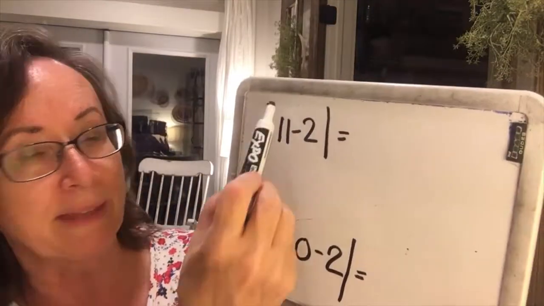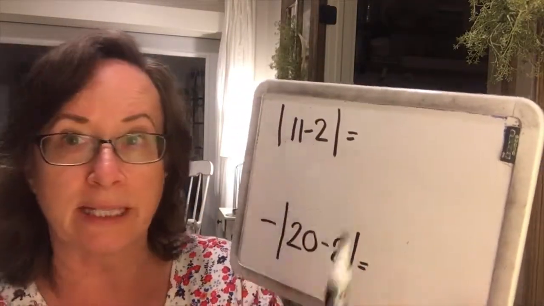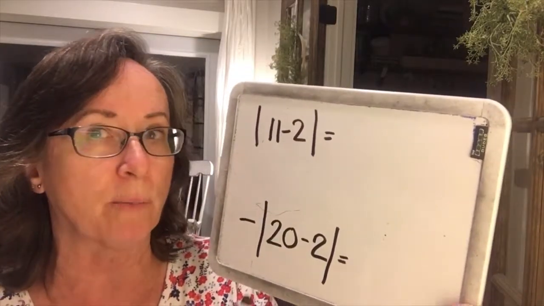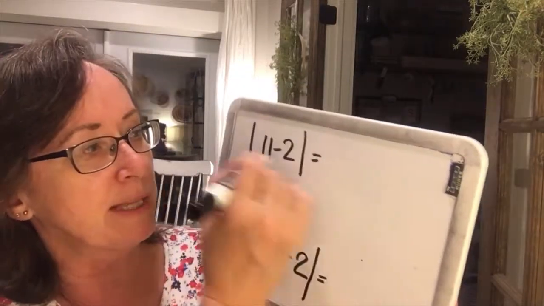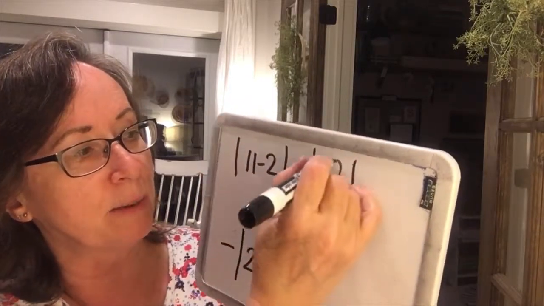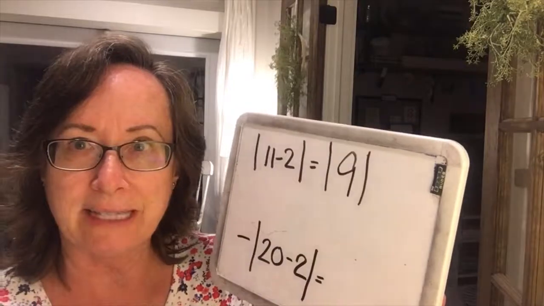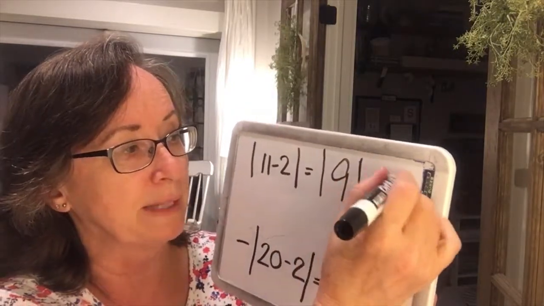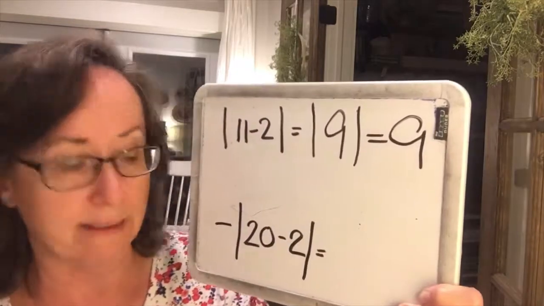So let's look at this one. We have the absolute value of 11 minus 2. And we have to do the 11 minus 2 before we take the absolute value. So this simplifies to the absolute value of 11 minus 2, which is 9. And the distance of 9 to 0 is 9 steps. So the answer is 9.